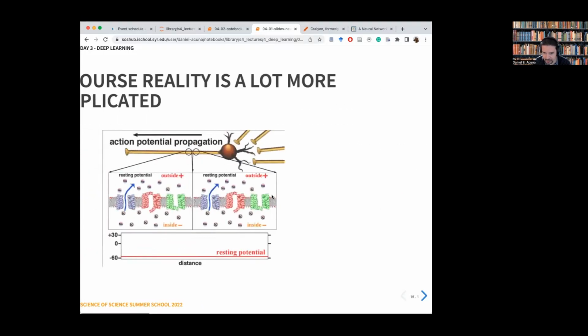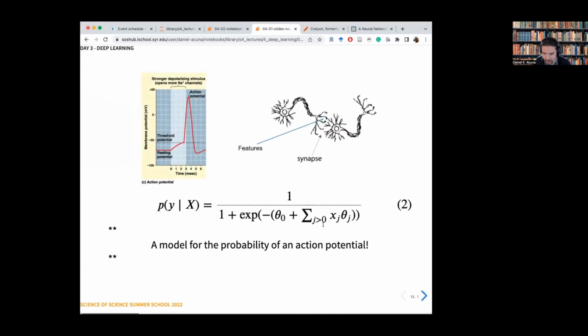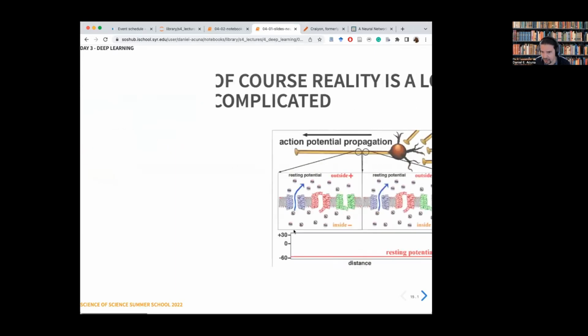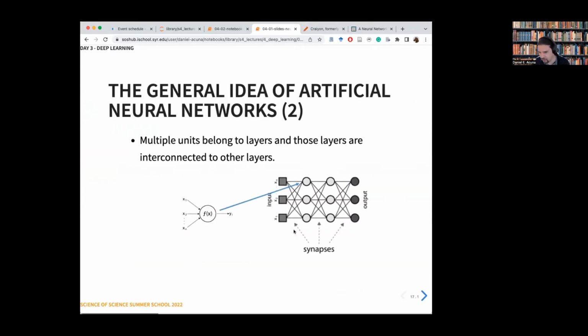Let me go back a little bit. How you find these weights, you need to learn this from the data, is the entire enterprise of neural networks and artificial intelligence these days.